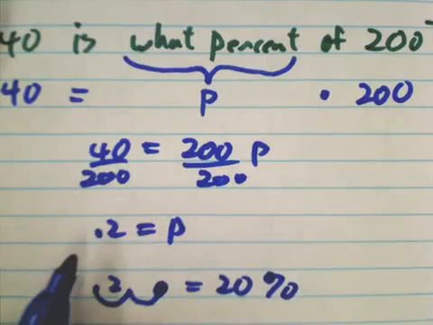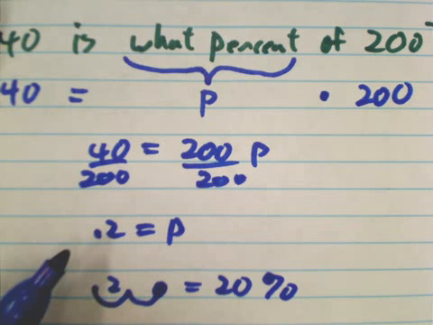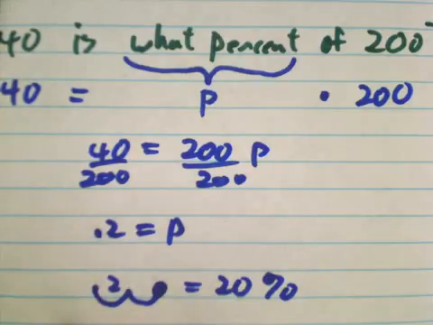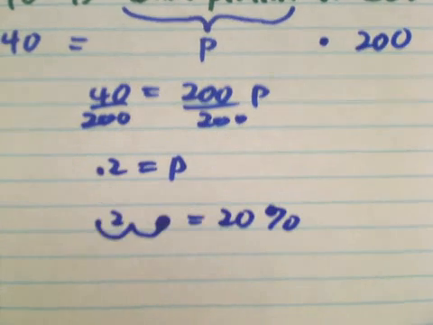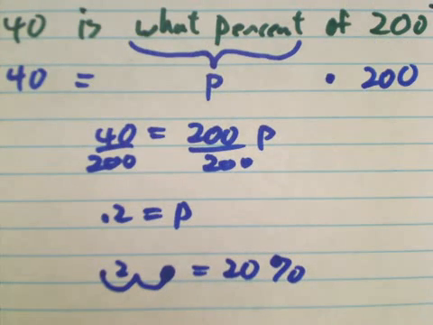Basically, if you had $0.2, how many cents would you have? You'd have 20 cents because it'd be 0.20. We always have 2 decimal places when we're talking about money. So, 40 is what percent of 200? Well, 40 is 20% of 200. So that's how you solve that using some math.